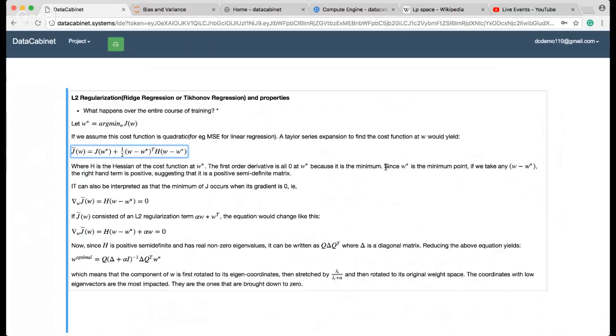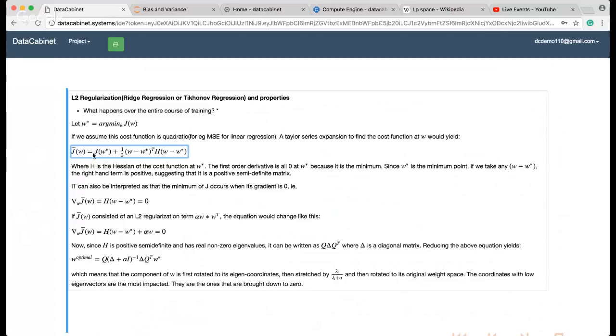We can also see that because W star is the minimum point, J bar W will always be greater than J W star, because this is the unconstrained minimum point. Because of that, for any W this value will be positive, which means this will be a positive semi-definite matrix, which has all positive or 0 eigenvalues.